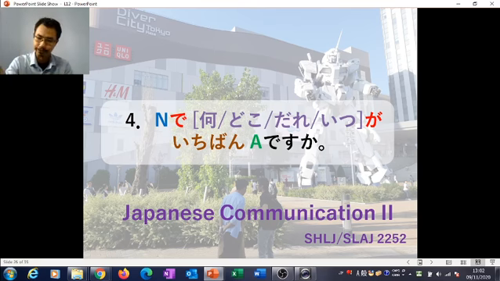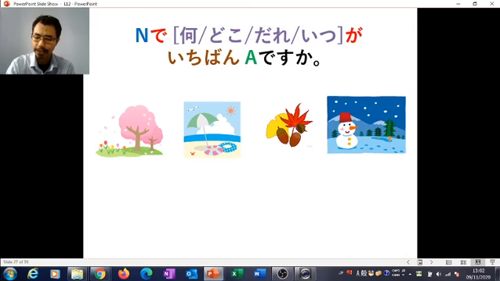The meaning is actually among the group. So among the food, what you like the most, among the locations, which location you like the most, and so on. When you are going to say among this kind of group, you are going to use the particle de here. This is a new thing for you.